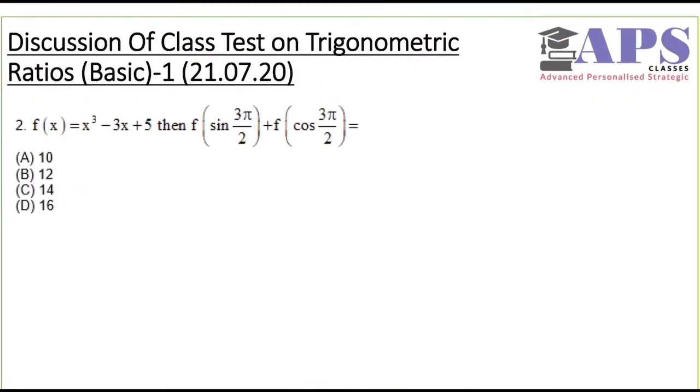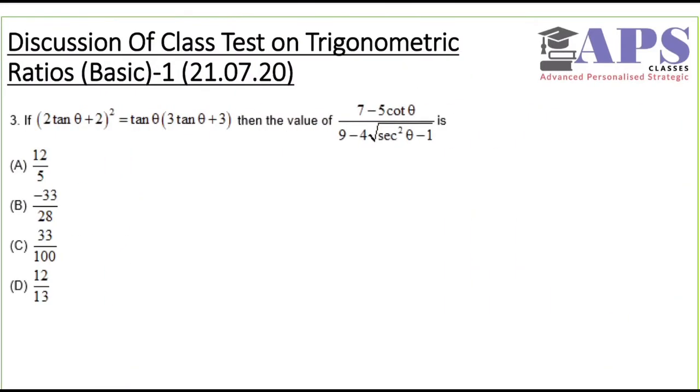Question number 2, sine of 3 pi by 2, that is sine 270 degrees, that is minus 1, and cos of 3 pi by 2, cos of 270 degrees, that is 0. So f of minus 1 plus f of 0 you have to find, which is nothing but minus 1 plus 3 plus 5 plus 5, that's 12. So option B is correct.